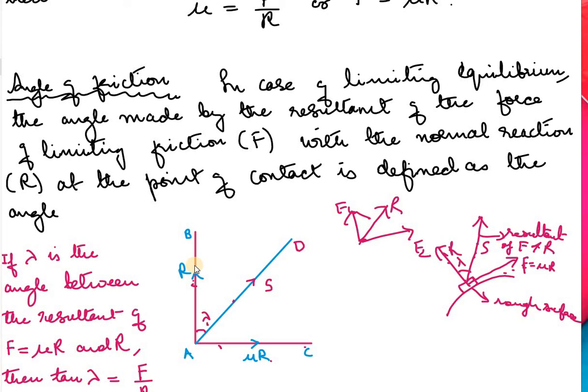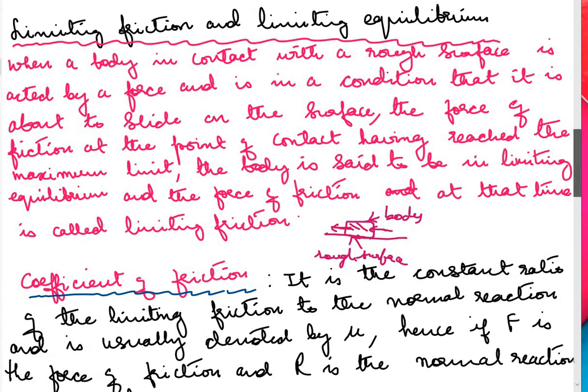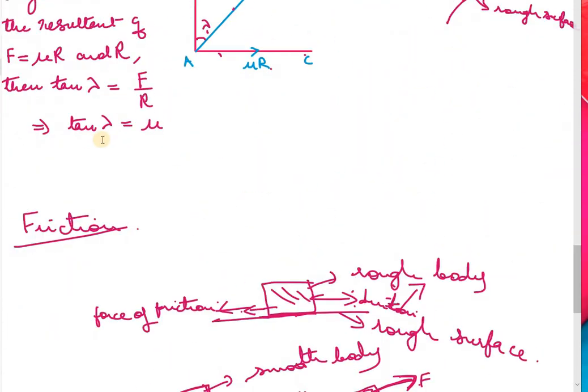So if lambda is the angle between the resultant of the forces F equal to mu R and R, then tan lambda will be equal to F by R. And what is F by R? As we have seen, it is equal to mu, the coefficient of friction. So thus we have tan lambda is equal to mu. Therefore, lambda, that is the angle made by the resultant of these two forces F and mu R with the normal reaction, is called the angle of friction. I hope it is clear to you.